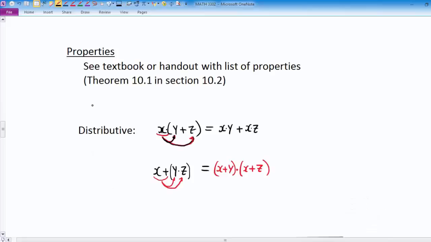Now in the textbook, we also see some properties of Boolean algebra. And those properties actually define the Boolean algebra. And those can be found in the textbook. I want to just illustrate two of those properties. The distributive property is part C of the theorem. This is C in theorem 10.1.